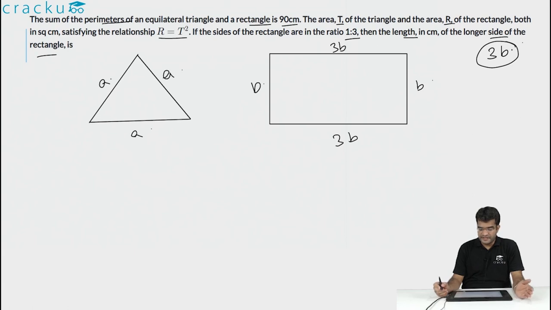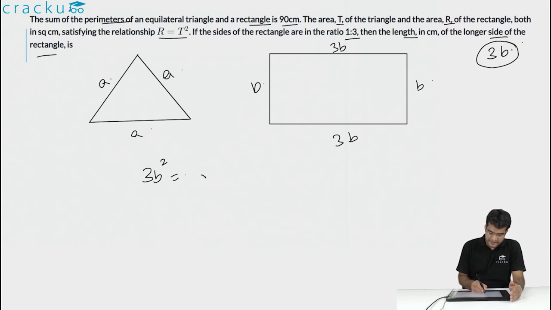We are told that the area of the rectangle will be equal to 3B into B, so that is equal to 3B square. This is the value of R. This is equal to T square. What is the area of the triangle? That is equal to root 3 by 4 A square. This is the value of T.